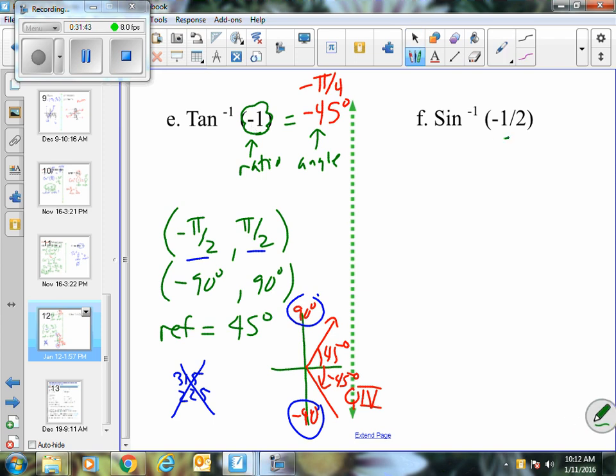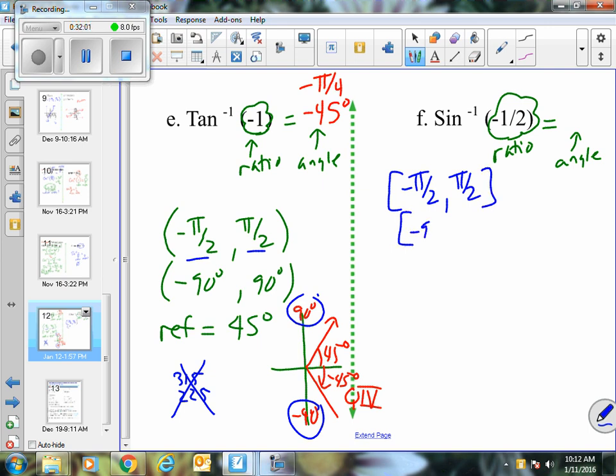So let's try one more of those. So here's the ratio that we're looking at. So inverse sine -1/2. We want to figure out what angle measurement would that be. That's what inverse means, at what angle. So it's the same ordered pairs, but we're just trying to figure out when that is. So our restriction is negative pi over 2 to pi over 2, which is the same thing as negative 90 to 90. And we're going to try to figure out when is sine -1/2.